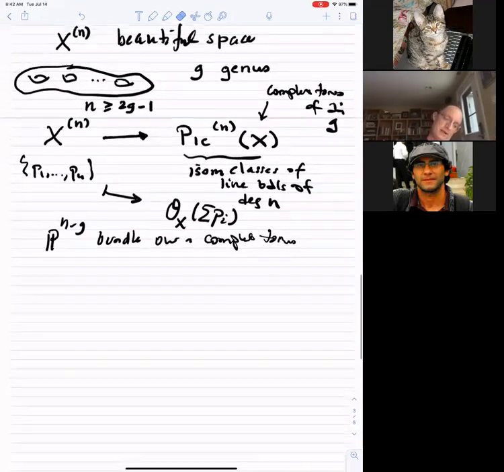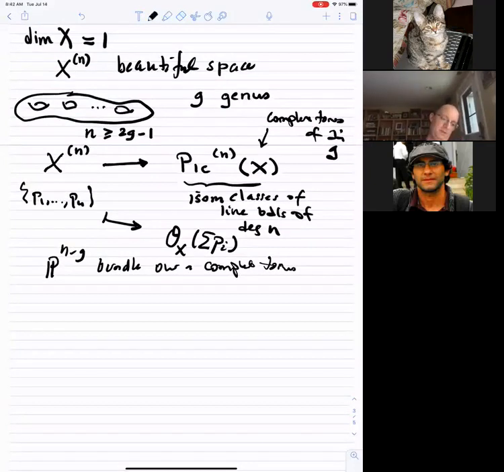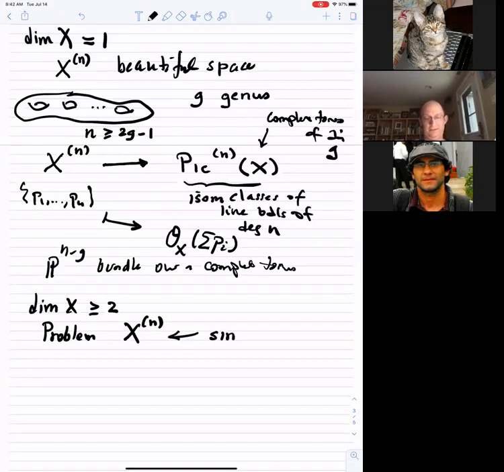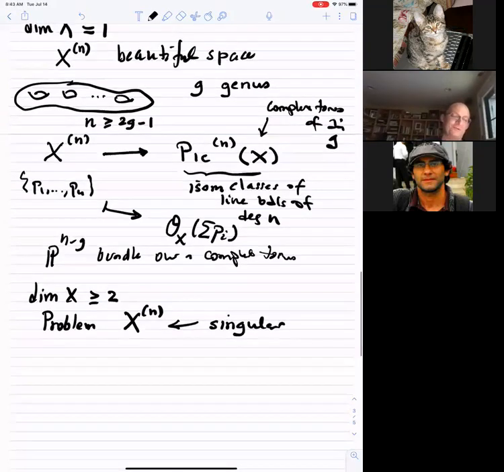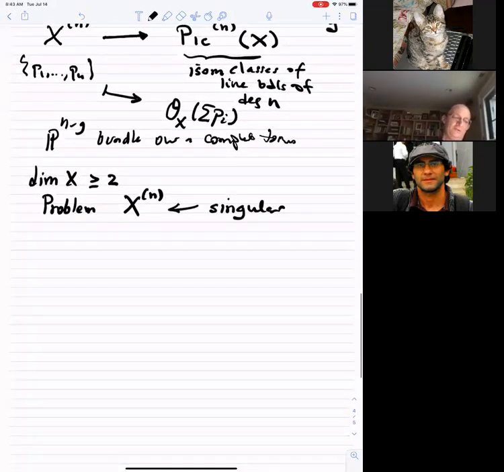So the next question is, what happens if the dimension of x is bigger than or equal to 2? Now, the problem we have with the symmetric product is that this is singular. Usually when we work with spaces, we want a compact space and we want it to be a manifold, right? Singularities and non-compactness give us all sorts of headaches. So now, how do you fix this?